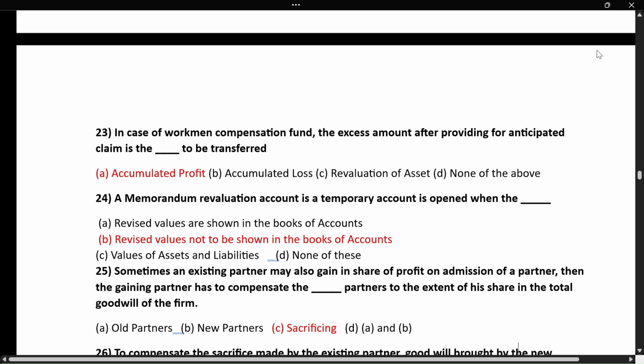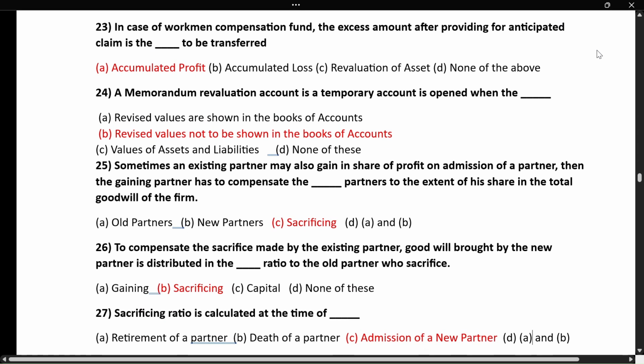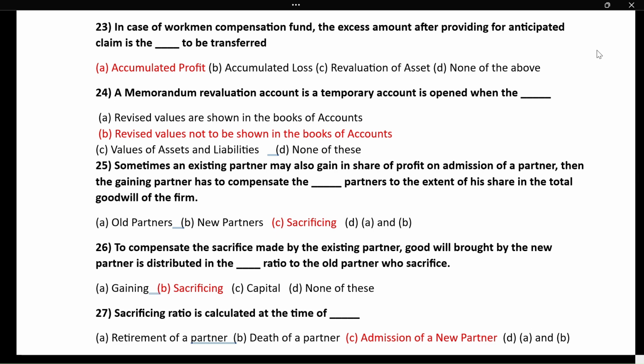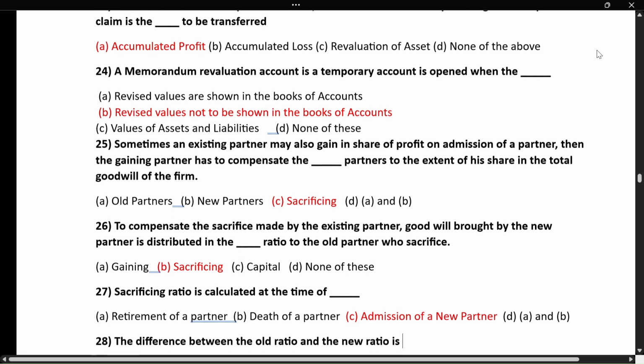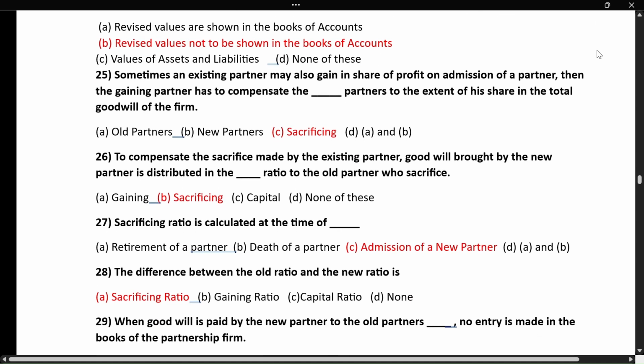Next, a memorandum revaluation account is a temporary account, and it is opened when the revised values are not to be shown in the books of accounts. Sometimes an existing partner may also gain in share of profit on admission of a partner.